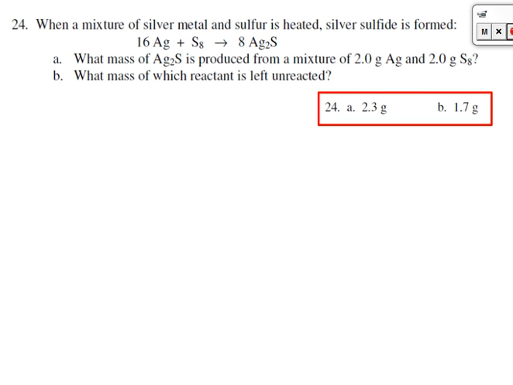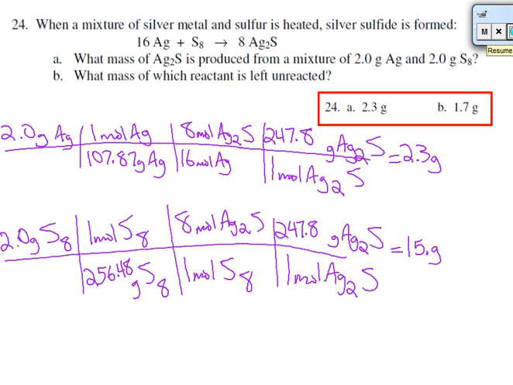So this one's different. You're going to have a limiting and excess reactant. Let me go ahead and set this stuff up. So dimensional analysis is all set up, everything's canceled out properly. 2 grams, 107.87 to 1 mole of silver. For every 16 silvers, there's 8 moles of silver sulfide. 1 mole of silver sulfide, 247.8.